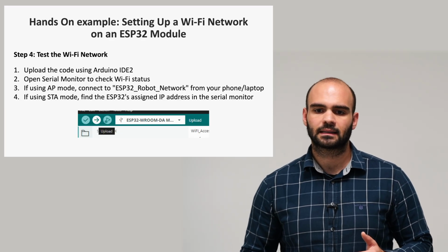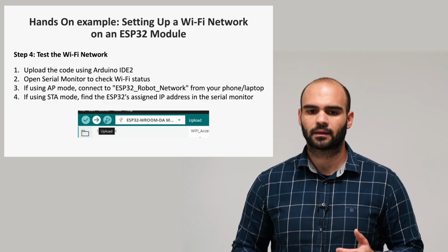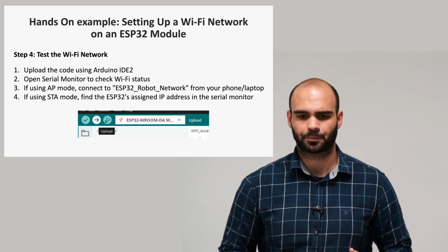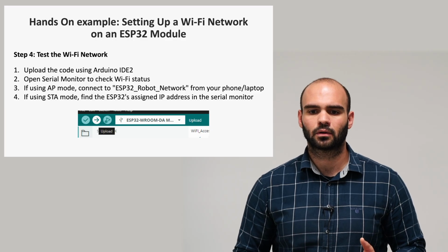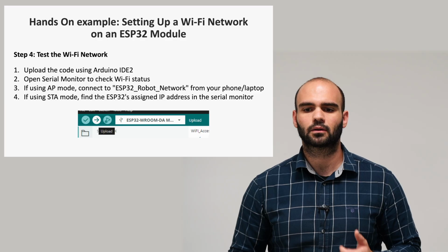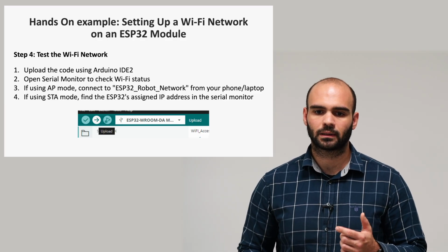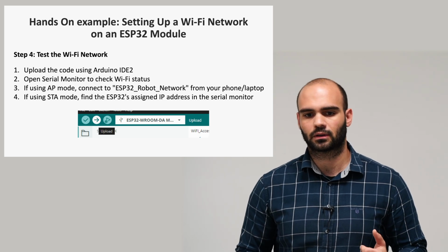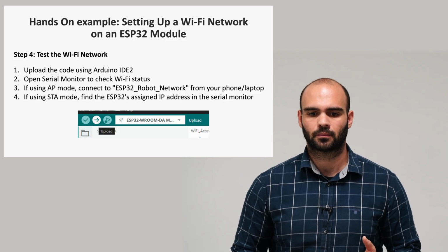Finally, let's test our Wi-Fi setup. Upload the code to the ESP32 using the Arduino IDE, then open the serial monitor to check the Wi-Fi connection status. If you are running in access point mode, look for the Wi-Fi network named ESP32 Robot Network on your phone or laptop and connect to it. If you are in station mode, the serial monitor will display the IP address assigned by your router, and this confirms a successful connection to your Wi-Fi network.